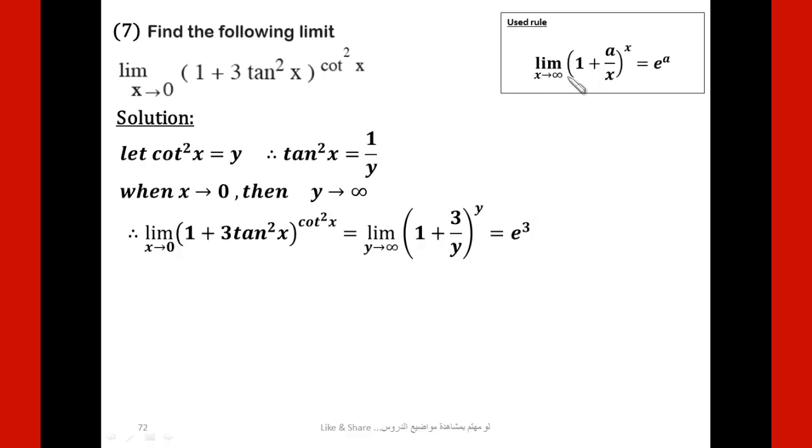As the limit of 1 plus a over x power x equals e power a. If a equals 1, we have this limit equals e power 1, equal e. Of course, don't forget that x tends to infinity here. So the limit of 1 plus 3 over y all power y, when y tends to infinity, equals e power 3. Here e power a, here e power 3.